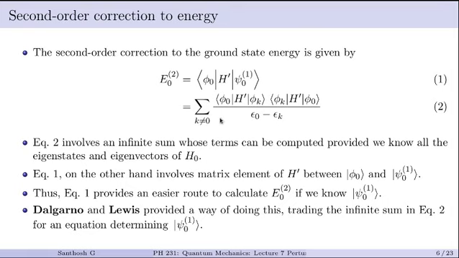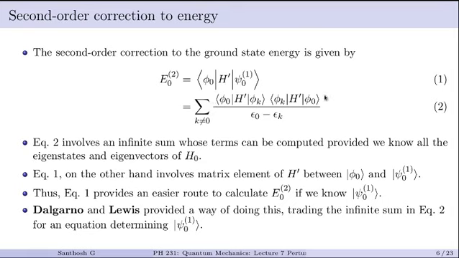Now it may be difficult to compute this sum, and sometimes one may be able to find alternate methods by which one can compute the first order correction to the wave function psi 01 and thereby compute E02. One such method is provided by Dalgarno and Lewis, and that is what we will discuss now.